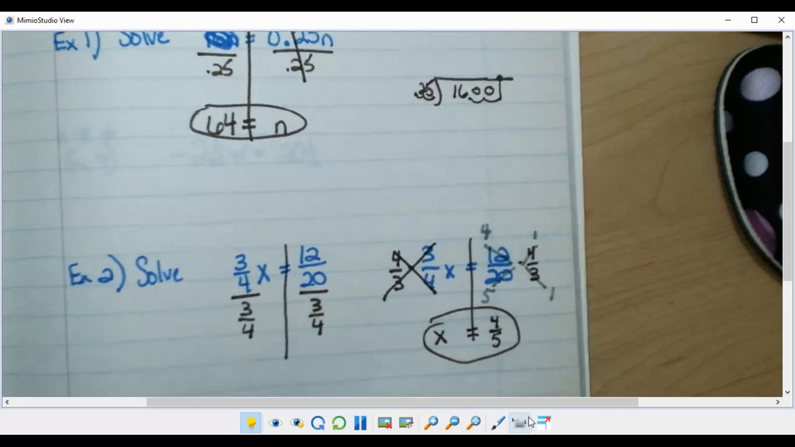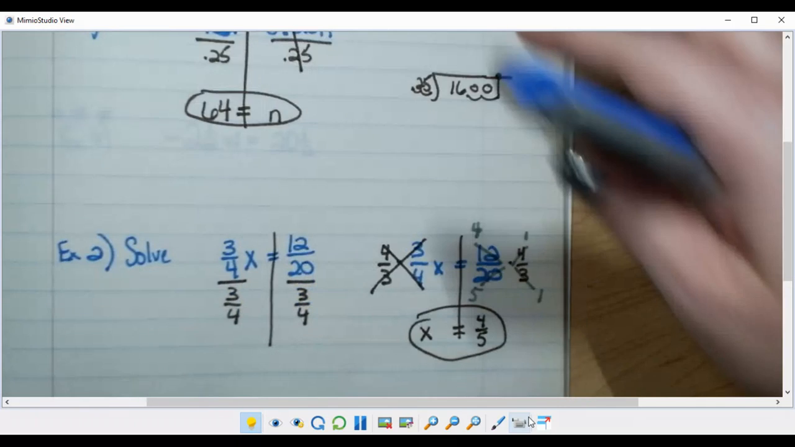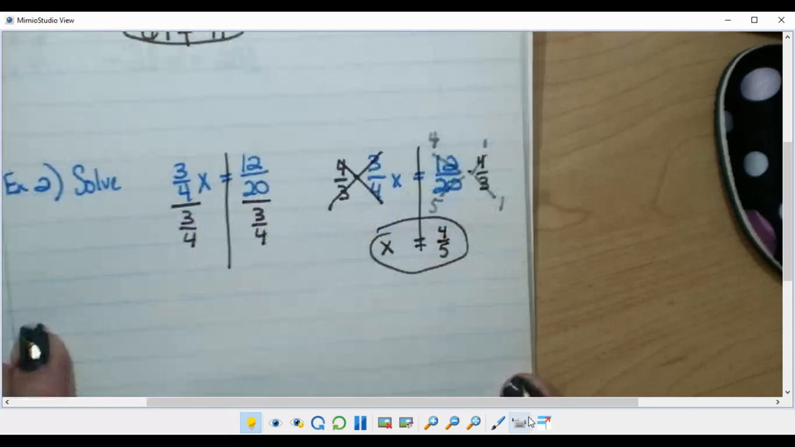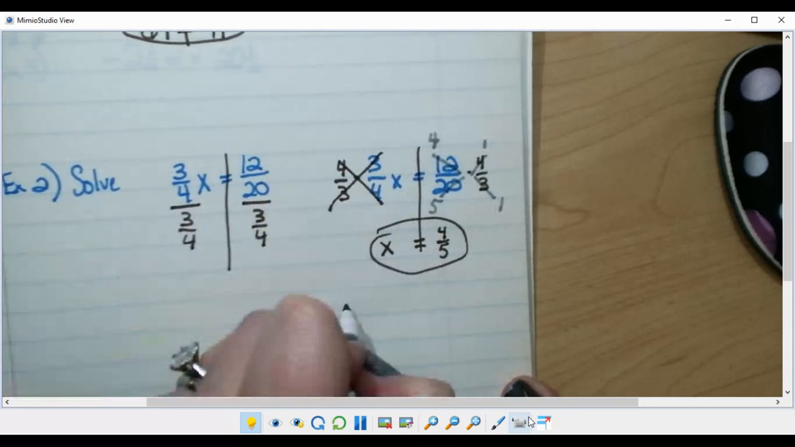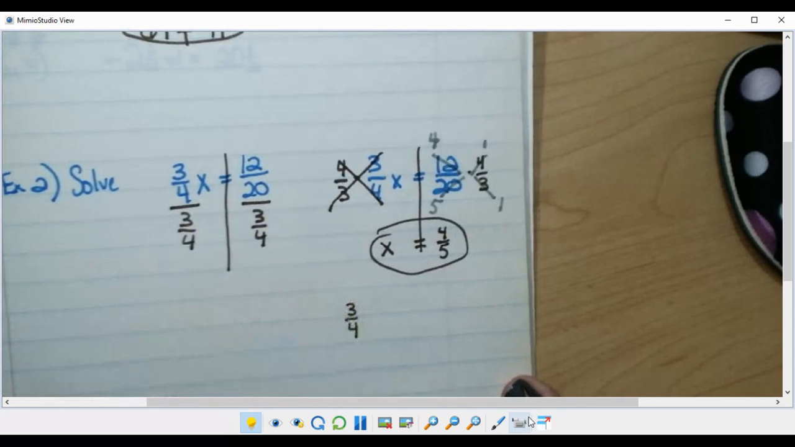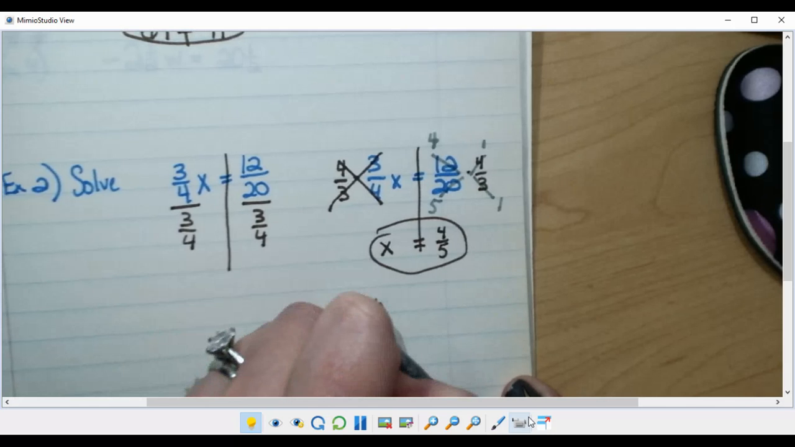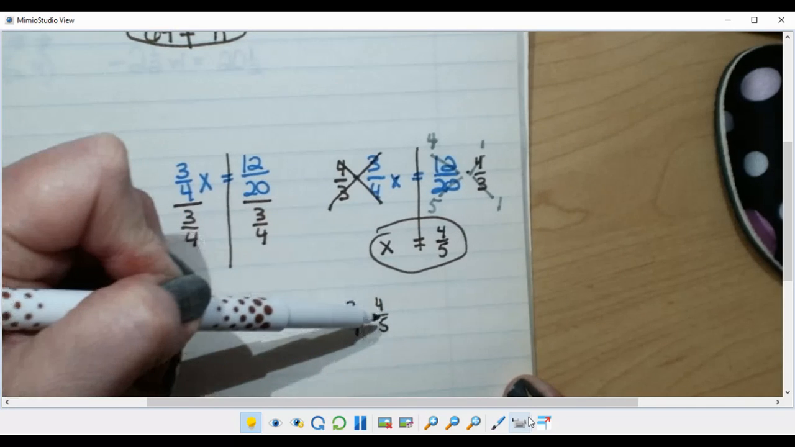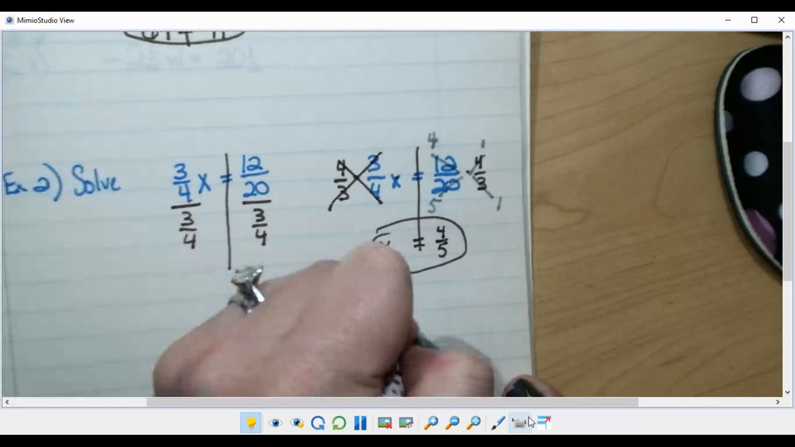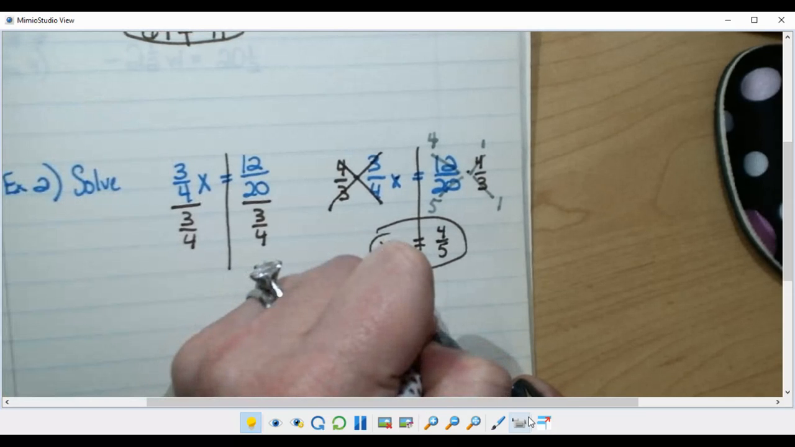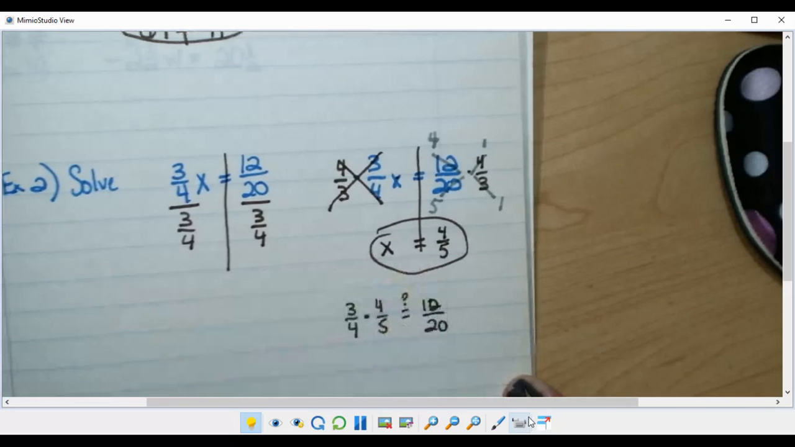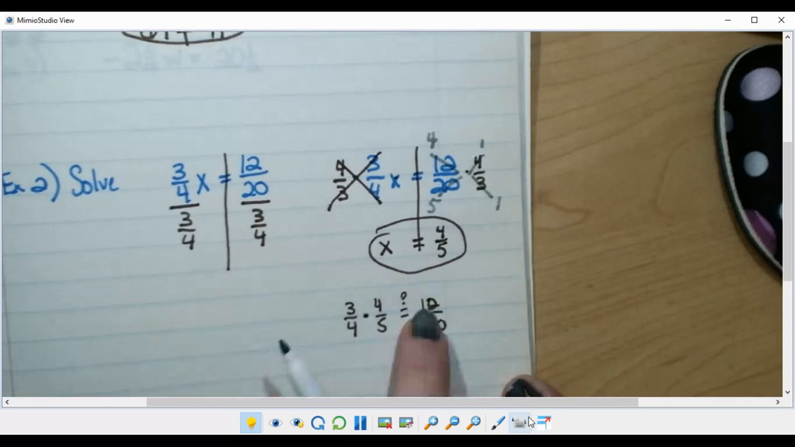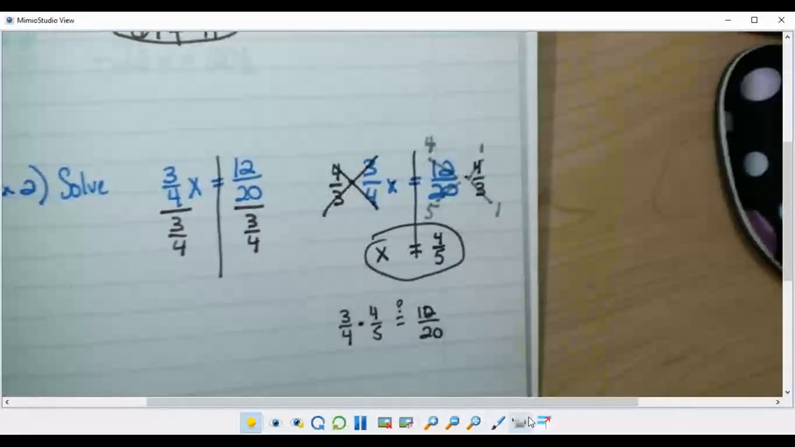Now, for those of you who are resistant to the check step, again, this will make you a believer. Take your original, put in what you think the answer is, right? 3/4 times x, I think x is 4/5, and see if it gives you your answer. Easy check here. 3 times 4 is 12. 4 times 5 is 20. We're good.